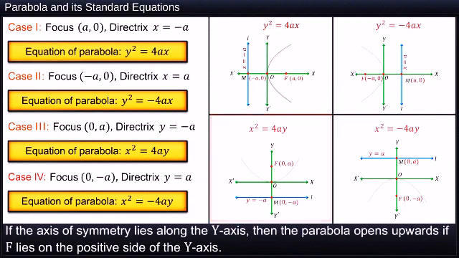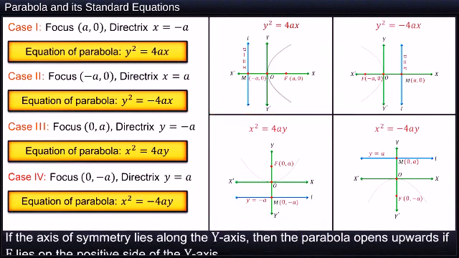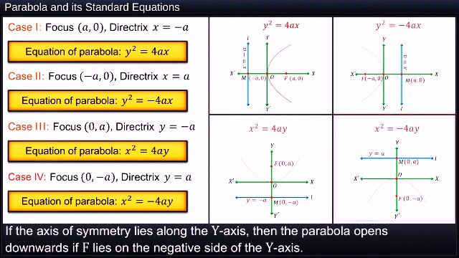Similarly, observe that if the axis of symmetry lies along the y-axis, the curve of the parabola opens upwards if the focus lies on the positive side of the y-axis, and the curve of the parabola opens downwards if the focus lies on the negative side of the y-axis.